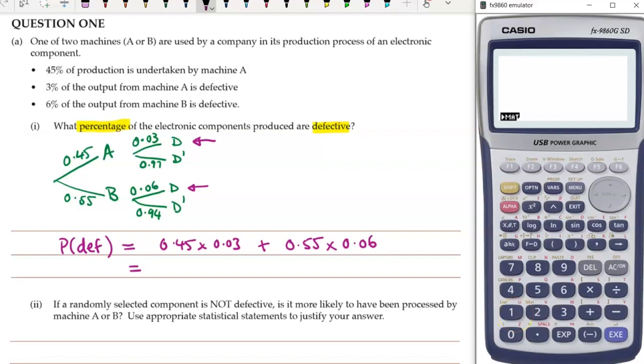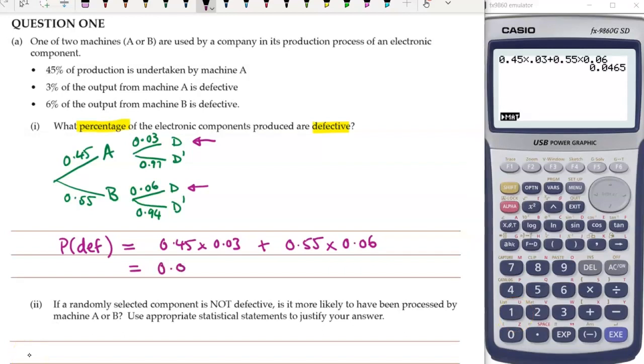Let's pop that in the calculator. And as a percentage, that's 4.65%.